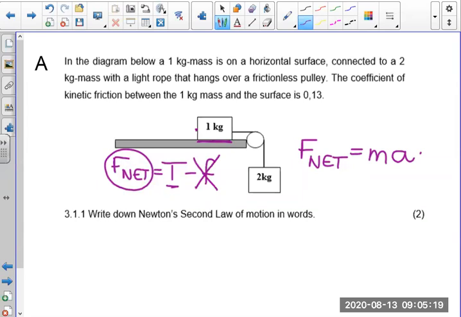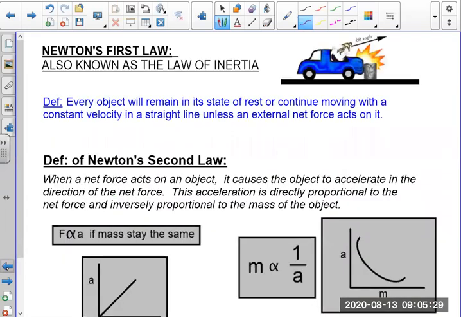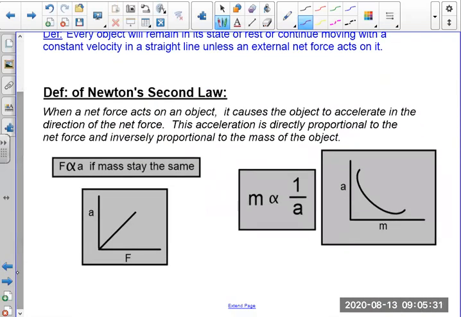Now, if the acceleration increases, the net force will increase. And that is what I did here in the previous slide, if I can quickly go back. So force is directly proportional to acceleration. For the 1 kilogram block, there is no friction force anymore, so acceleration increases. And if the acceleration increases, the net force will increase as well.